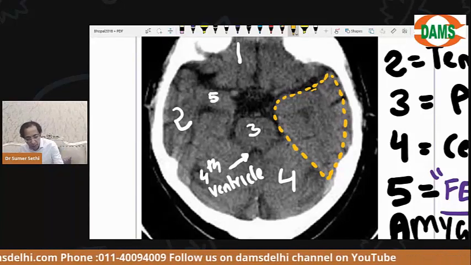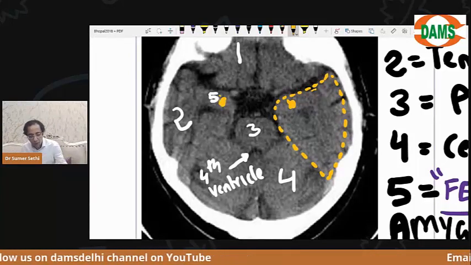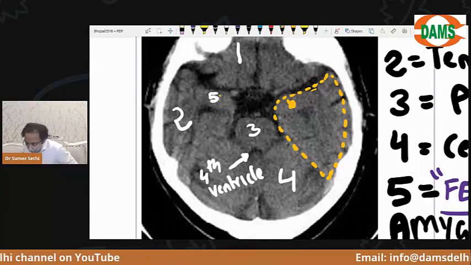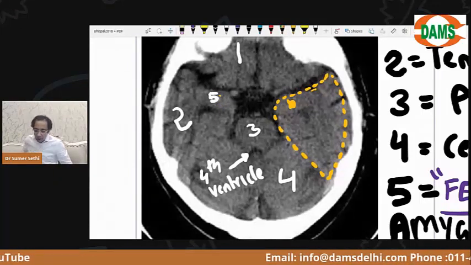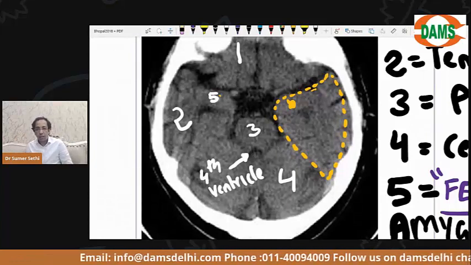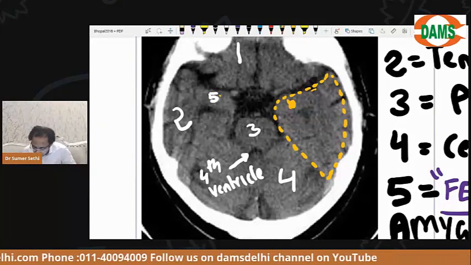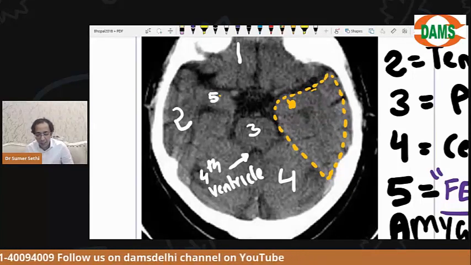So it is medial to it and anterior. This is where you have the amygdala. Are you clear with this or not? Brother, we will find the temporal lobe, come medially, and anteriorly you will be able to find the amygdala. Everybody clear? The amygdala is seen in the mesial temporal lobe, anteriorly located.